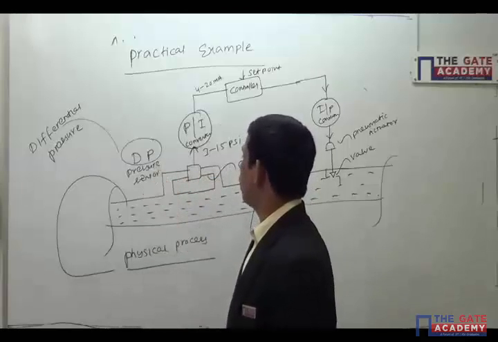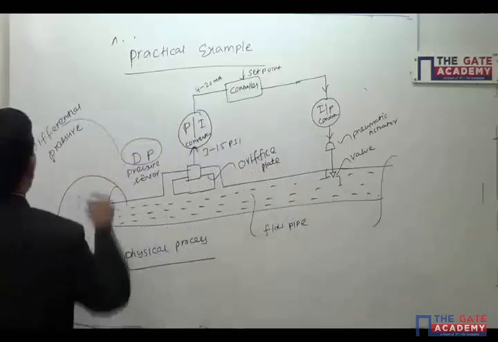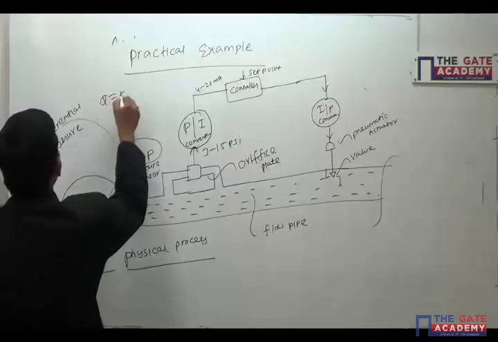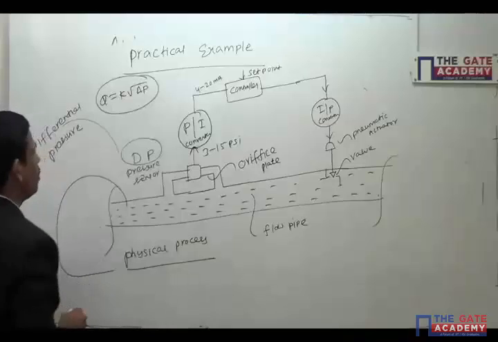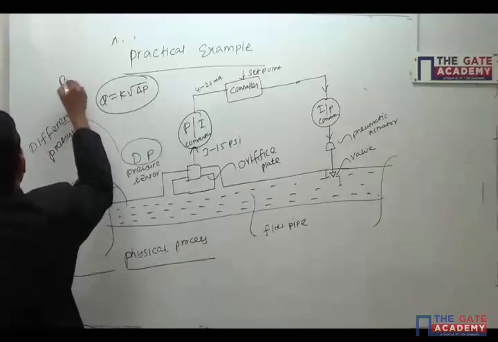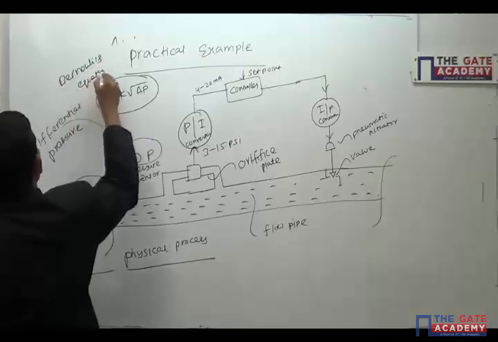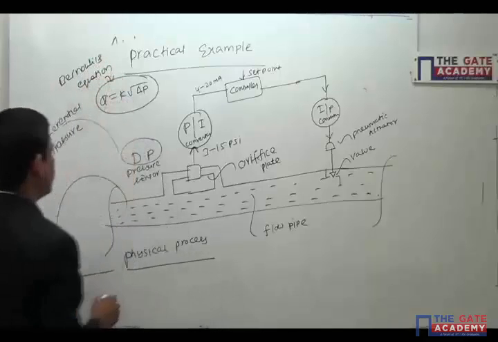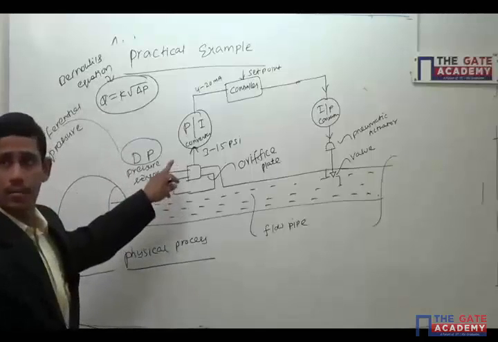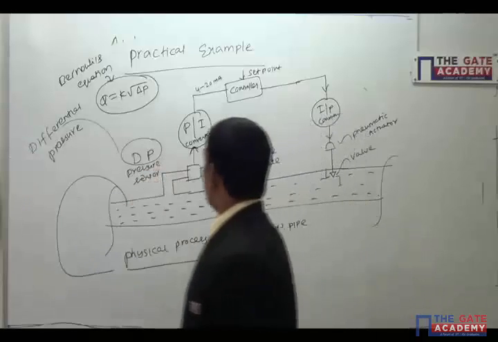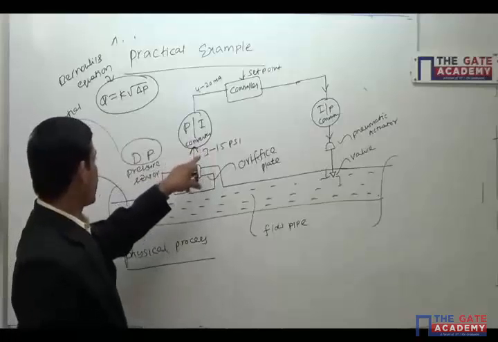The orifice plate output is what? DP cell. DP means differential pressure. How will it be measured? Q is equal to K into square root of delta P. This is a very important principle, based on Bernoulli's equation. So discharge is nothing but K into square root of delta P. That's why I am getting a DP cell, with pressure as the input.